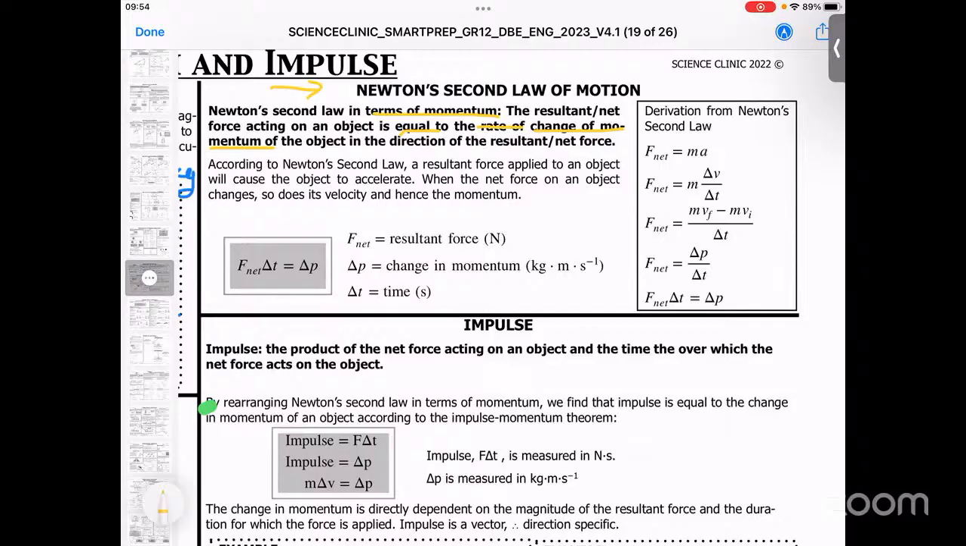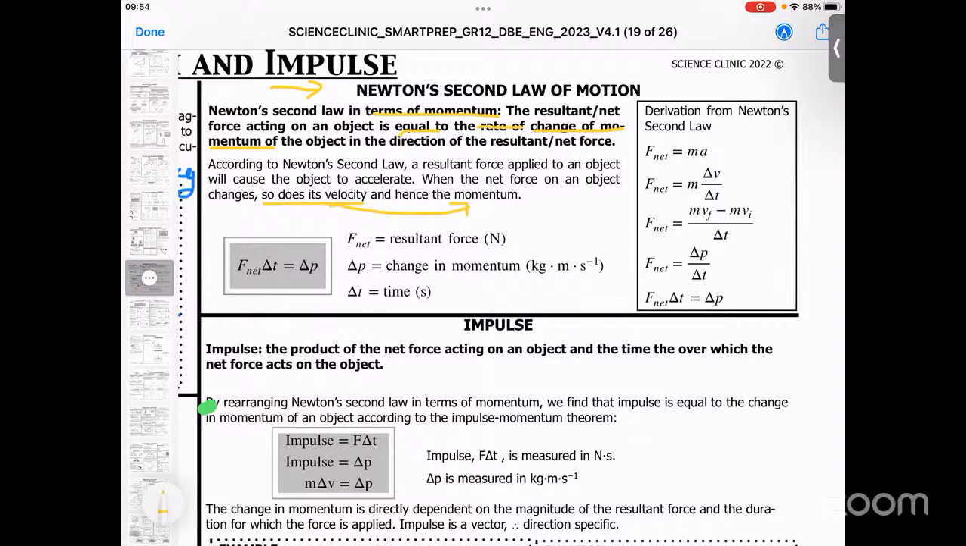So according to Newton's second law, a resultant force applied to an object will cause the object to accelerate. When the net force on an object changes, so does its velocity and hence the momentum. The velocity will have a greater influence on the momentum because the mass stays the same. The mass of an object stays the same, but the more there is a force acting on that object, it will influence its velocity. Then the change in its velocity will therefore influence the momentum of that object.